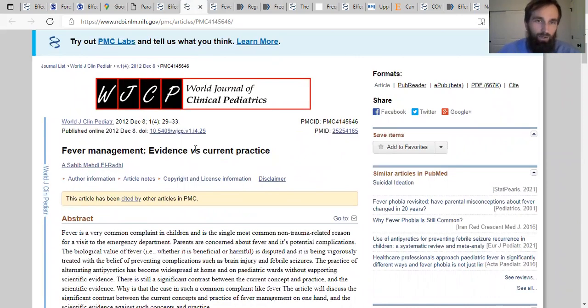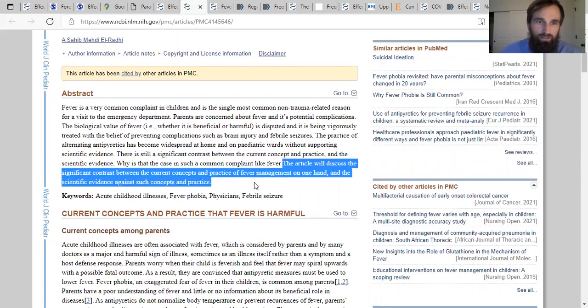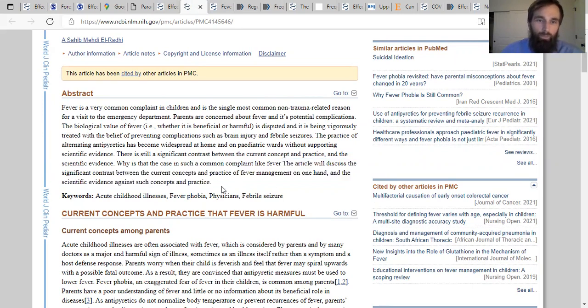This highlights how the current practice is behind what the evidence shows. It says this article will discuss the significant contrast between current concepts of practice for fever management on one hand and the scientific evidence against such concepts and practices. So right now, especially in, I would say, the pediatrician world, giving Tylenol to kids whenever they have any type of fever, even a low-grade fever, is the standard practice.